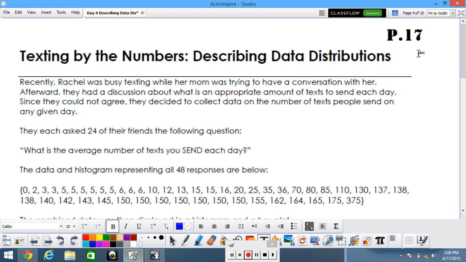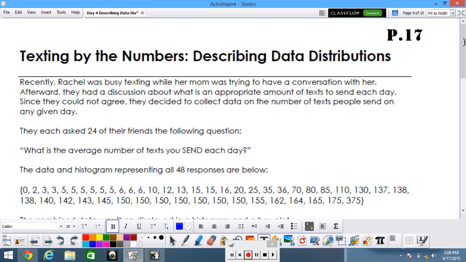All right, so this lesson is going to be a lesson on looking at the spread of the data. We have a histogram for the number of text messages Rachel sent. Let's just read this. Rachel was texting and her mom was trying to have a conversation with her, after they had a discussion about what an appropriate amount of texts to send each day. Since they could not agree, they decided to collect data. They each asked 24 of their friends. So half of them are Rachel's and half of them are her mom's.